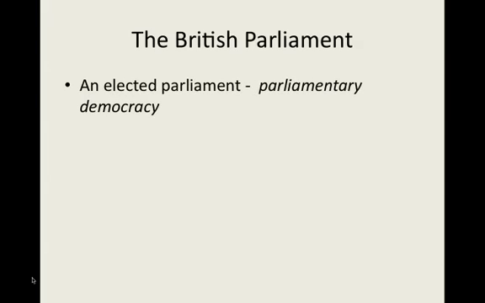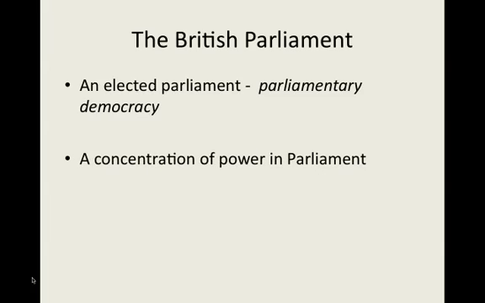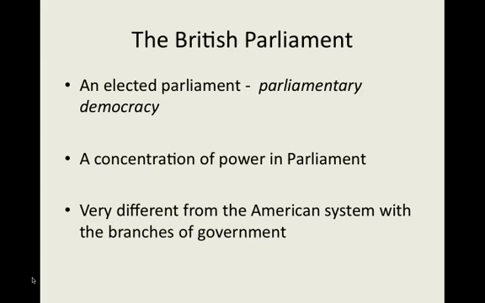The British Parliament. In Britain, there is an elected parliament called parliamentary democracy. There is a concentration of power in the parliament, and this system is quite different from the American system, which has the branches of government, which you will see later in this lecture. So again, I repeat, the concentration of political power is in the parliament, which is the same as Storting in a way.